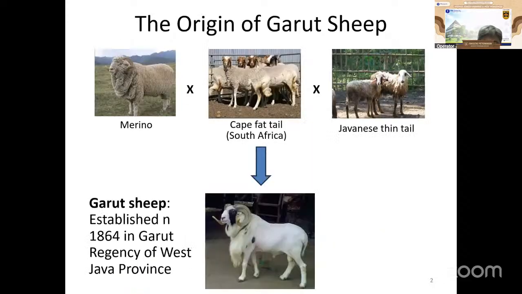Garut sheep is an Indonesian exotic sheep. It was established in 1864 in Garut Regency of West Java Province. And Garut sheep are the result of crossbreeding between three breeds of sheep: Merino, Cape Fat Tail from South Africa, and Japanese Thin Tail sheep.